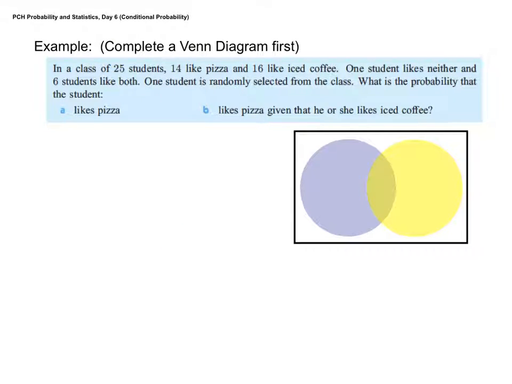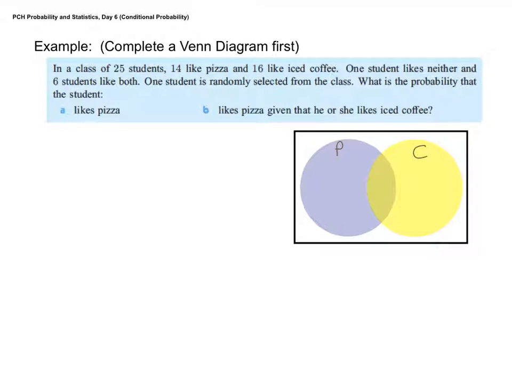Let's look at another case here with a Venn diagram. When you have a Venn diagram like this, it's another example where you can use more of a logical approach. So here we have a class of 25 students. 14 like pizza, so we'll call this set P for pizza. And 16 students like iced coffee, so we'll call this C for coffee. 1 student likes neither of them. And 6 students like both.